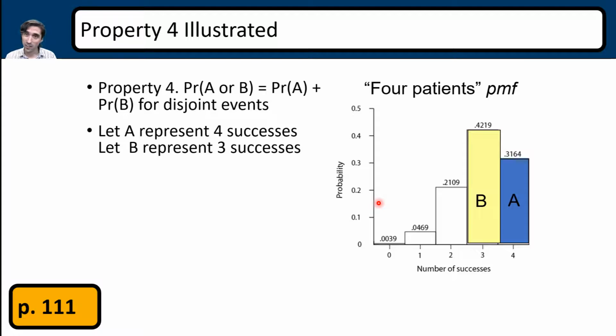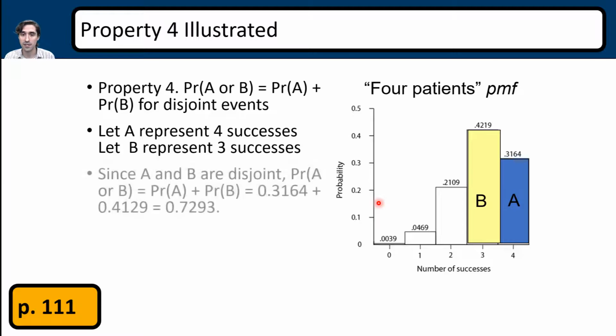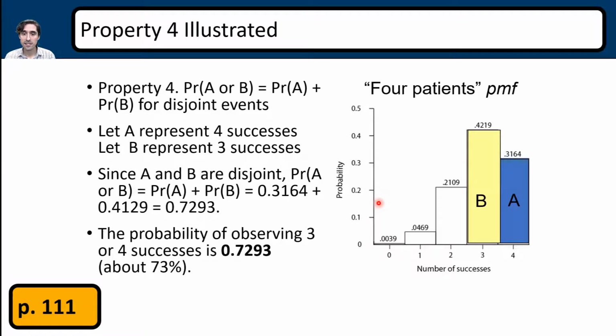So again, I already explained it. I guess I can take it home with this: if A represents 4 successes and B represents 3 successes, since they are disjoint, you can combine the two and say the probability of observing 3 or 4 successes is equal to 72% or 73%.